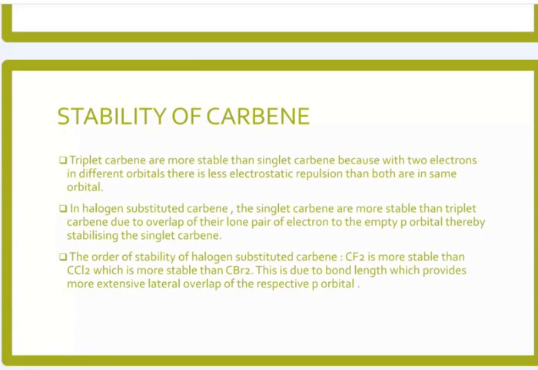Now stability of carbene. Triplet carbenes are more stable than singlet carbenes because with 2 electrons in different orbitals there is less electrostatic repulsion than when both are in the same orbital. In halogen substituted carbenes, the singlet carbenes are more stable than triplet carbenes due to overlap of their lone pair of electrons with the empty p orbital, thereby stabilizing the singlet carbene. The order of stability of halogen substituted carbenes: CF2 is more stable than CCl2, which is more stable than CBr2. This is due to bond length, which provides more extensive lateral overlap of the respective p orbitals.